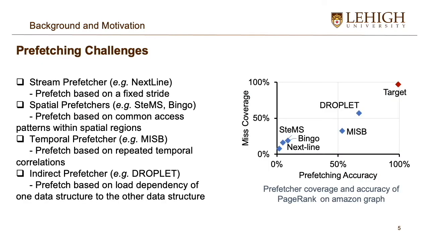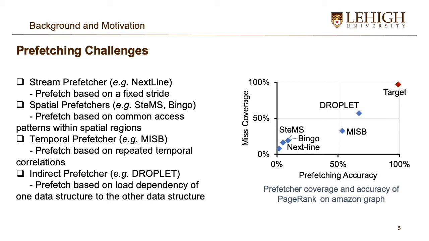Here we list 4 types of widely used prefetchers. Streaming prefetcher generates prefetch addresses based on a fixed stride. Spatial prefetcher divides the memory space into multiple spatial regions and uses a common offset pattern to prefetch for the next spatial regions. Temporal prefetcher learns correlation between pairs of addresses accessed in a sequence to predict future memory access. Indirect prefetcher relies on node dependencies from one data structure to another data structure to generate prefetching addresses.